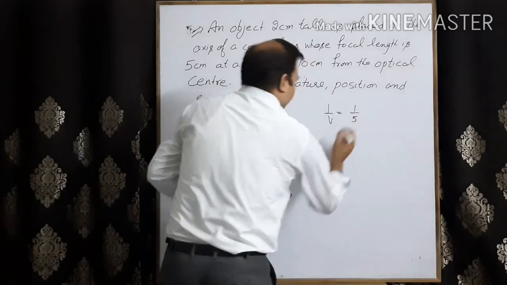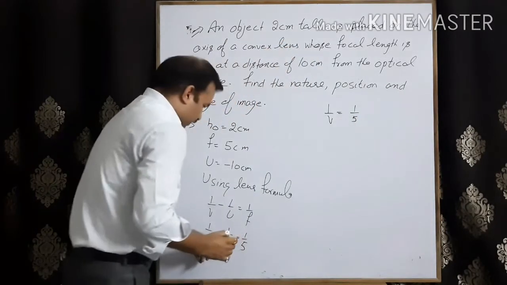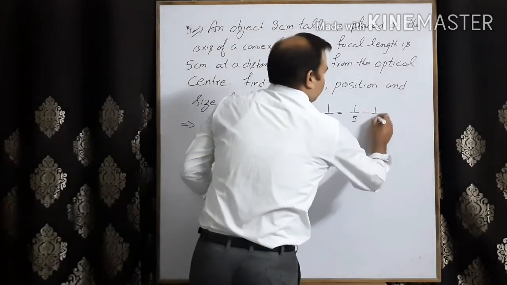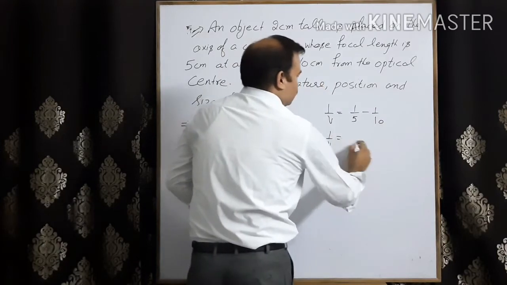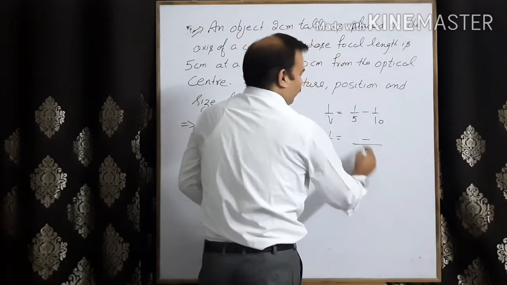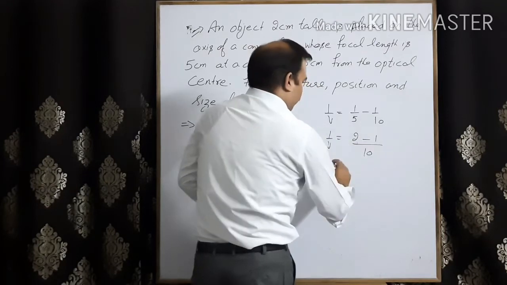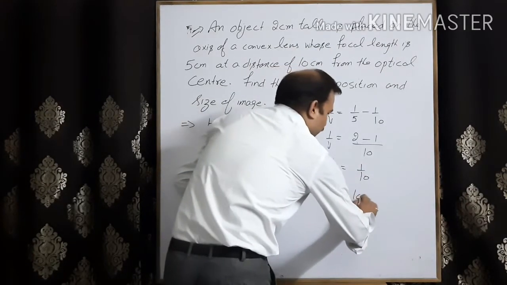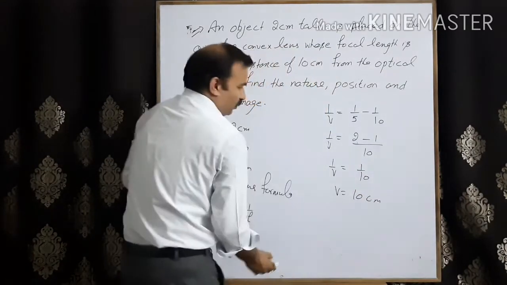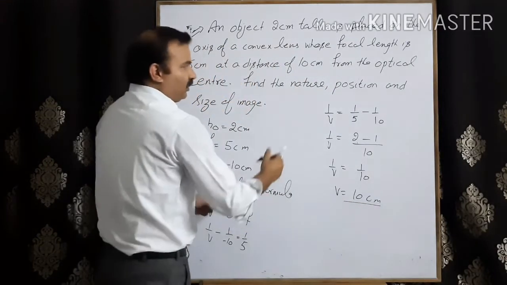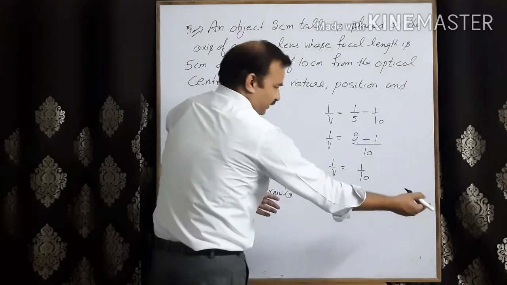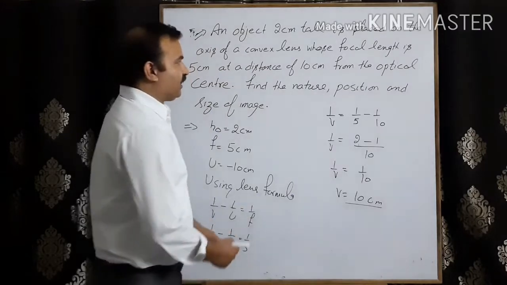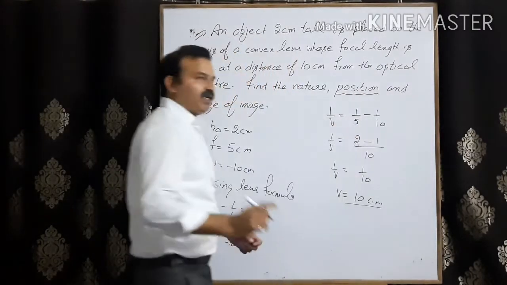So this is 1 by 5, and minus and minus here becomes plus. When it goes to the other side, again it becomes minus. So 1 by v is equal to, let's take LCM 10, 5 twos are 10, 10 ones are 10, so 1 by v is equal to 1 by 10, or we can say v is equal to 10 centimeter. Now v has come as positive, which means the image is formed on the right side. So v is the position of the image.